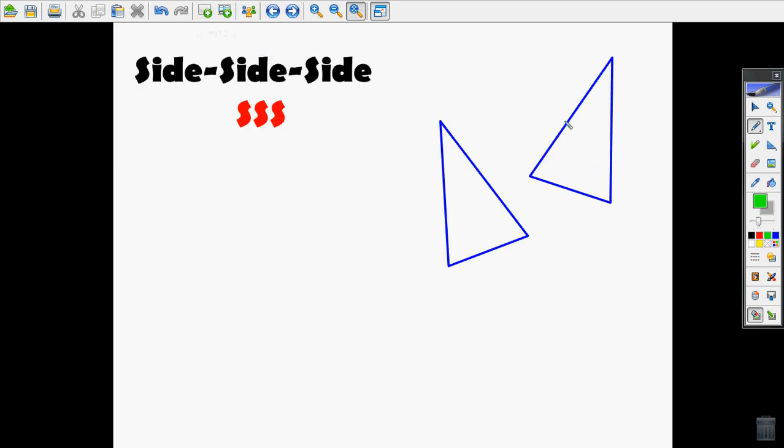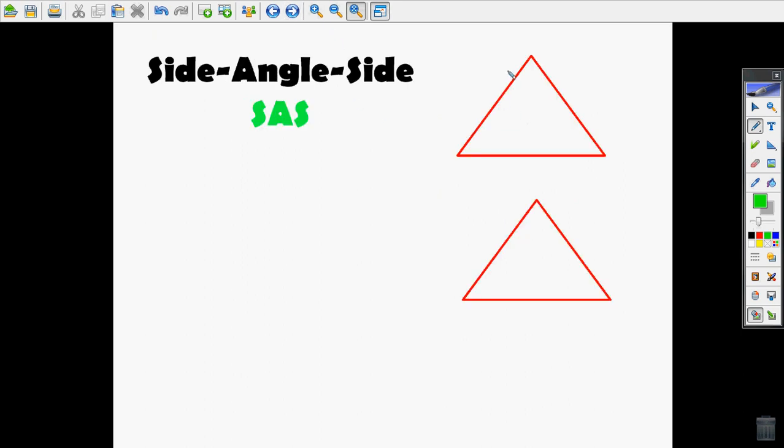So the first one is side, side, side. And what side, side, side means is if you've got these 2 sides congruent, these 2 sides congruent, and these 2 sides congruent, because those 3 sides are congruent, the entire triangle is congruent, meaning that therefore the angles are congruent to each other. Okay, so if you can show that 3 sides of one triangle are congruent to 3 sides of the other triangle, by side, side, side, the 2 triangles are congruent to each other.